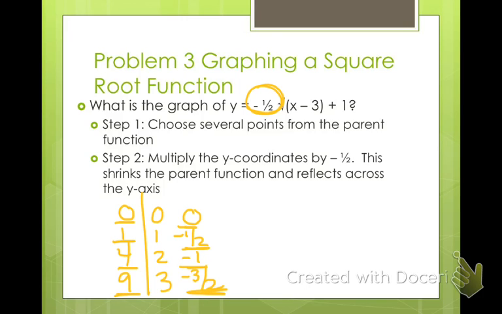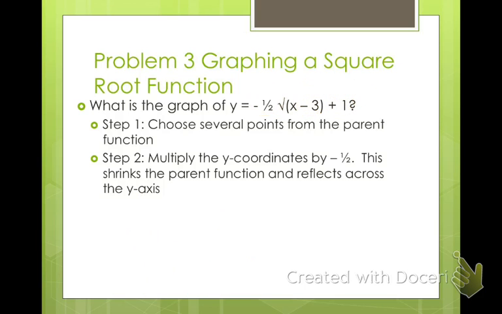Okay, once you have those, you plot those, and then from there minus 3 goes right 3, and plus 1 goes up 1. So take each of those points. So 0, 0, we go right 3, so that's 3, 0. We go up 1, so our point is actually 3, 1. So that's our new point. So from 1, negative 1/2, we go right 3, so that's 4, no, I did that backwards.